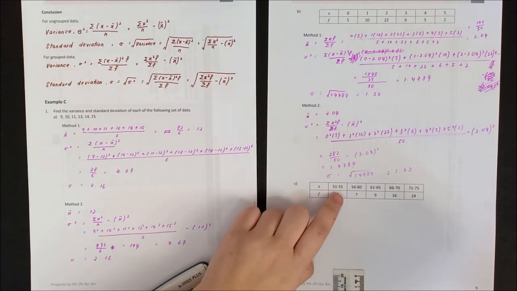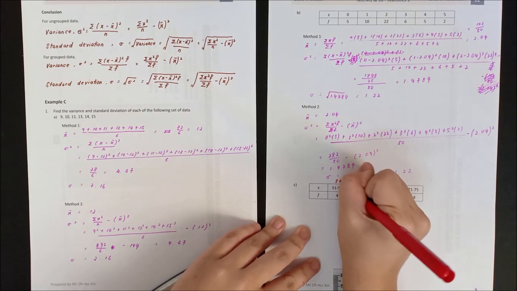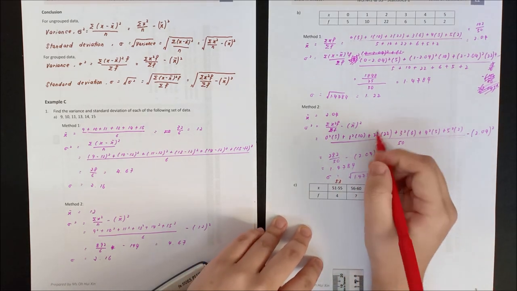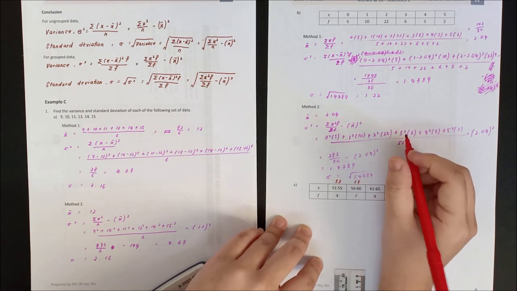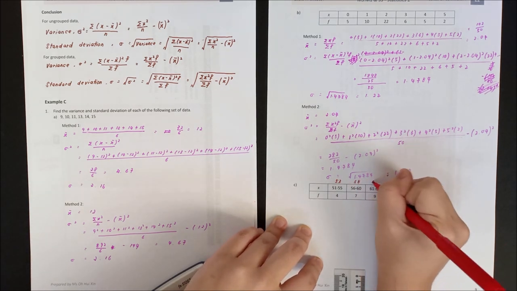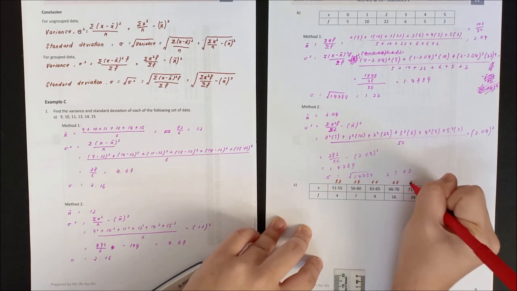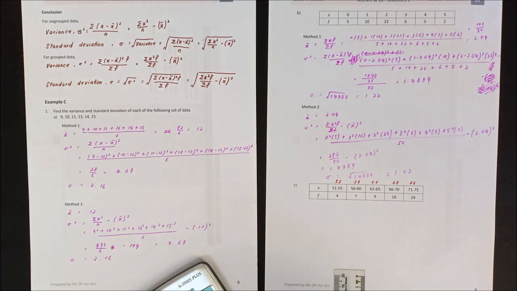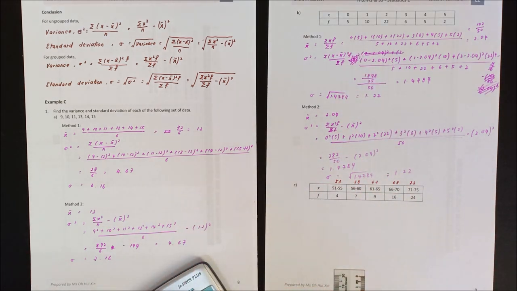So 51 to 55, you add them together, divide by 2, then you get 53. 56 plus 60 divided by 2, you get 58. 61 plus 65 divided by 2, 63. Then 68 and then 73. Okay? So after you have found this, then you can do the exact process that we did just now. It's the same thing, since we already tried both.